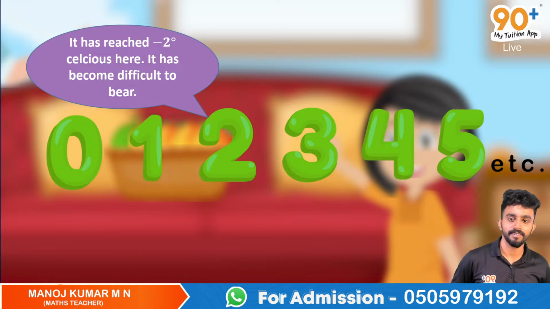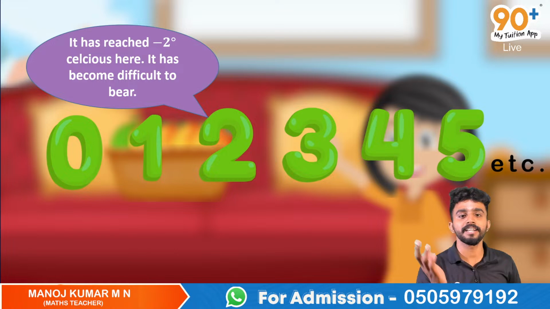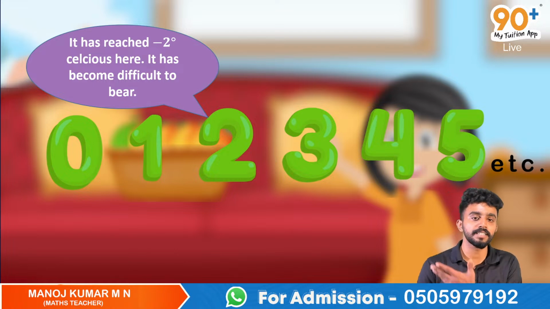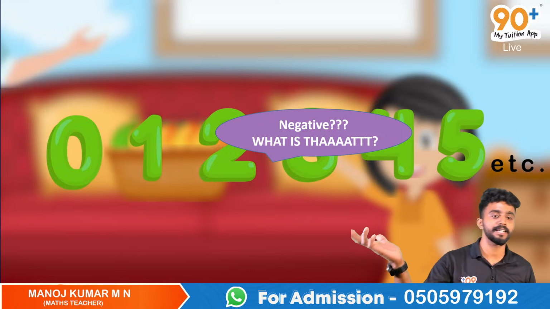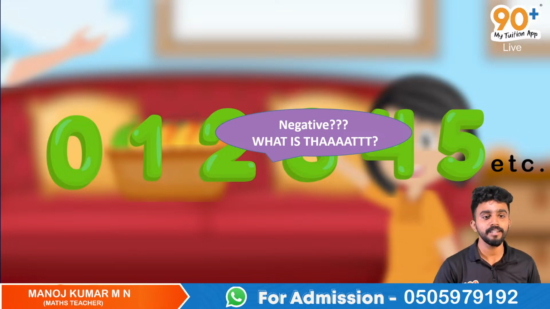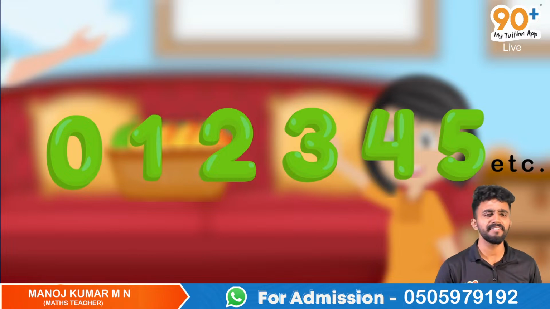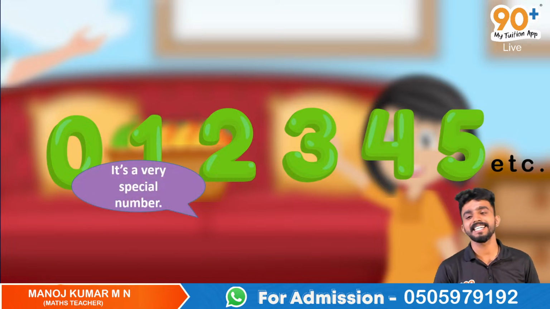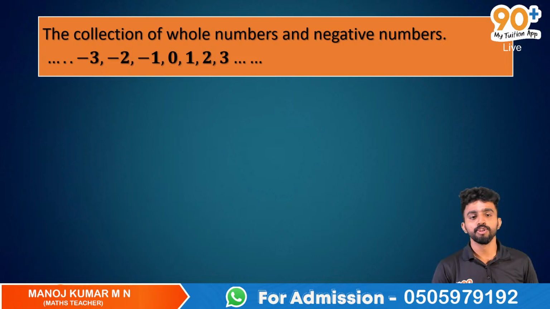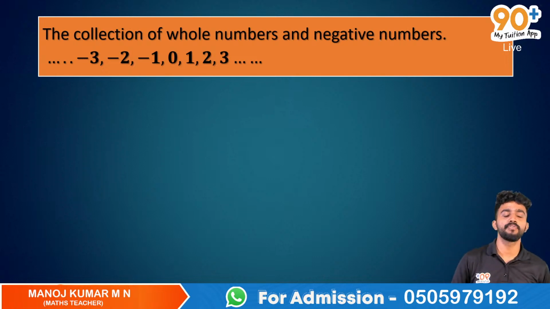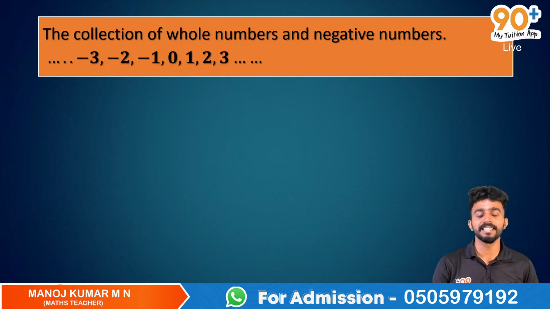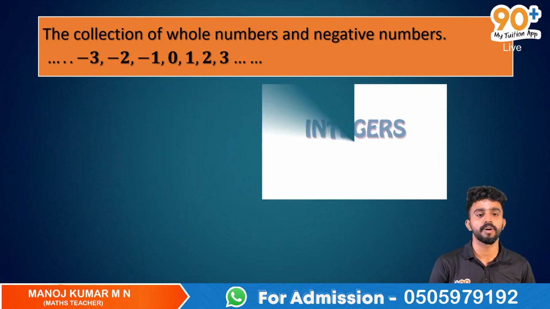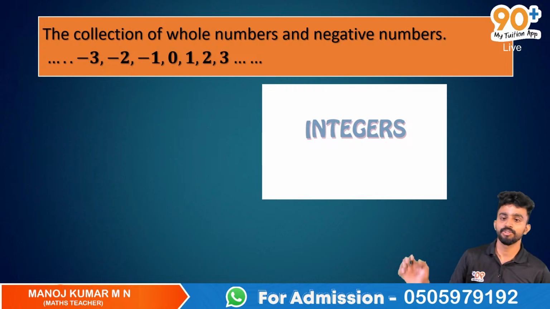Fine. So it has reached -2 degrees Celsius here. To say the temperature, we are taking -2. So will it be possible in this case of the set of whole numbers? No. Negative numbers? What is that? It's a very special number. So we'll check out the collection of whole numbers and negative numbers. They're called integers. -3, -2, -1, 0, 1, 2, 3. It goes like that.